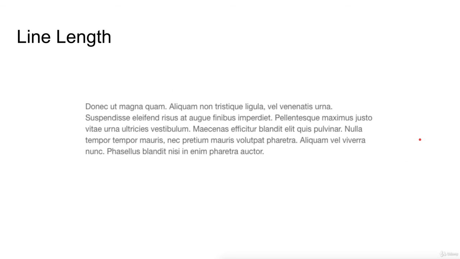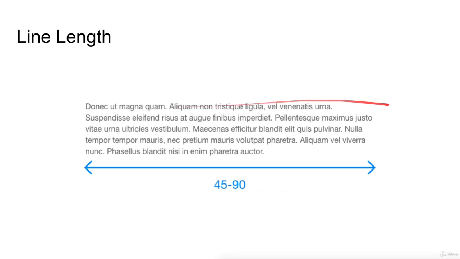Lastly, line length. Now this is important for readability. You don't want your lines to be too long or too short so that people can actually read them and follow along in the design. So I recommend 45 to 90 characters in length. That's a good range for UI UX design.